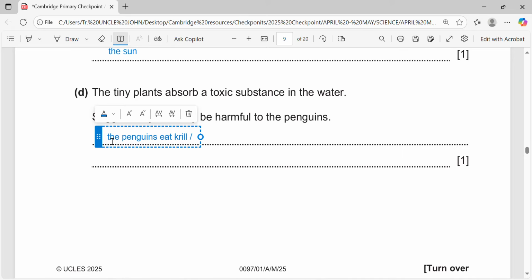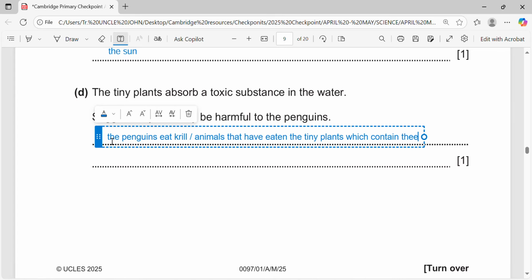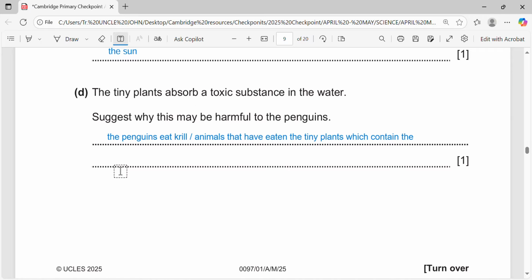Or animals that have eaten the tiny plants, which contain the toxic substance.